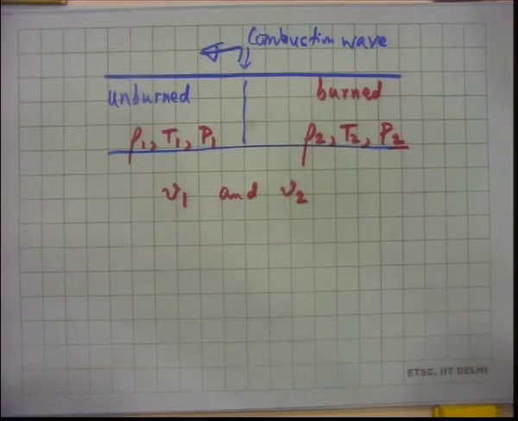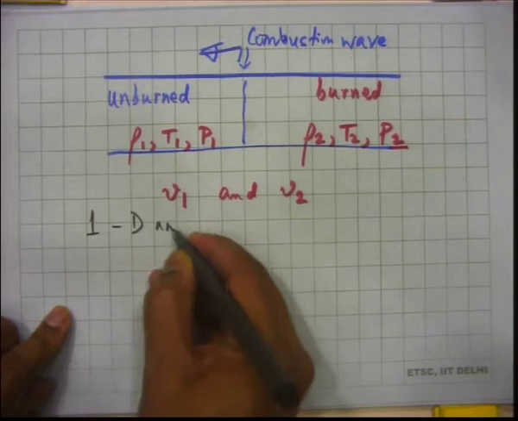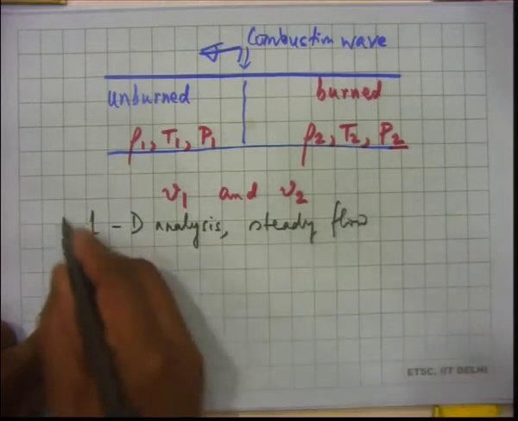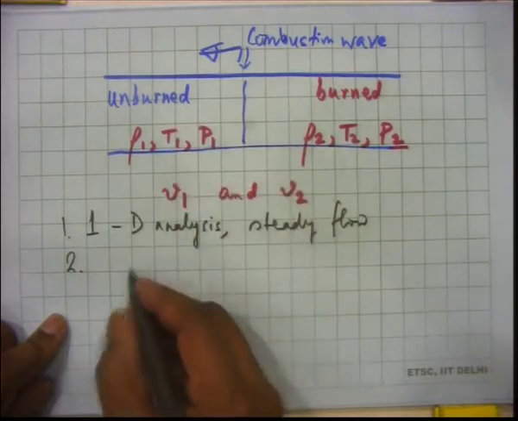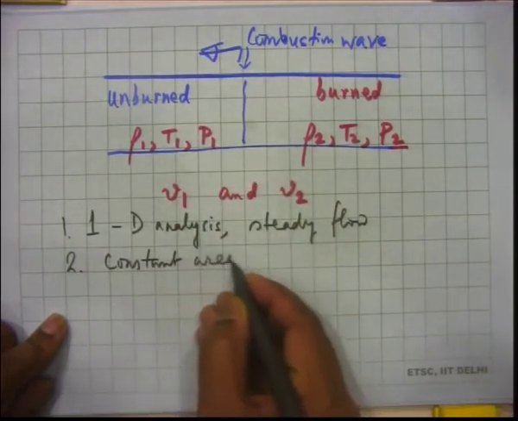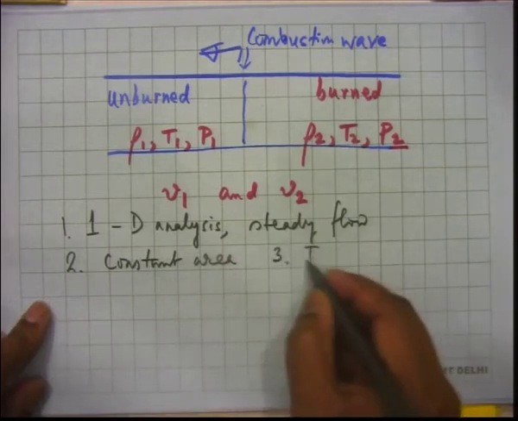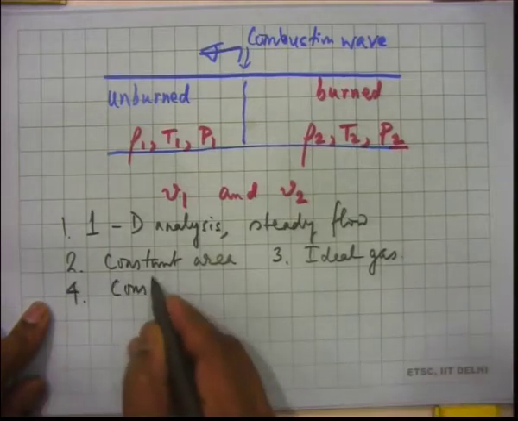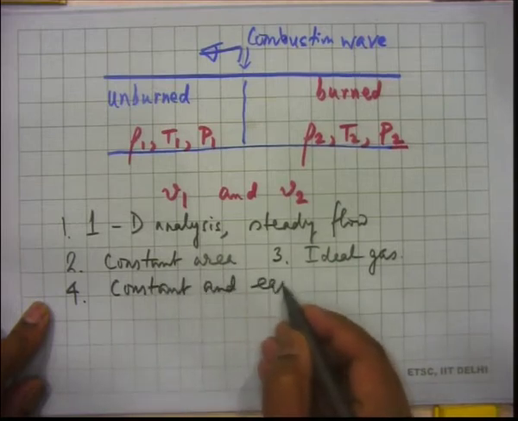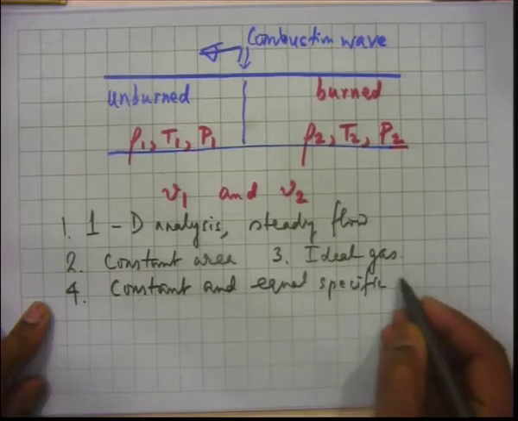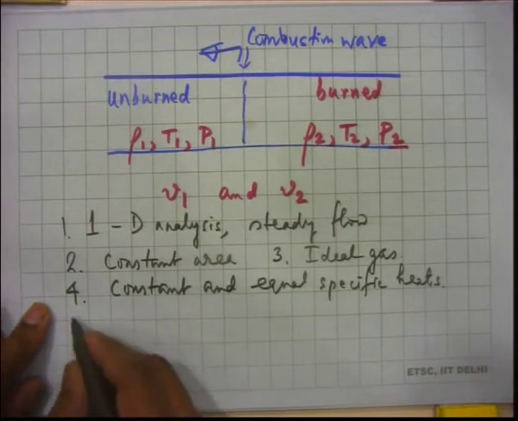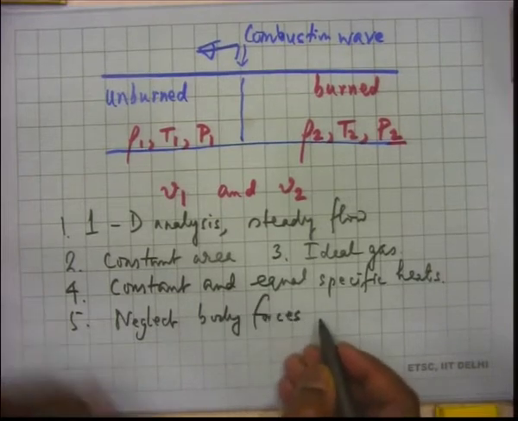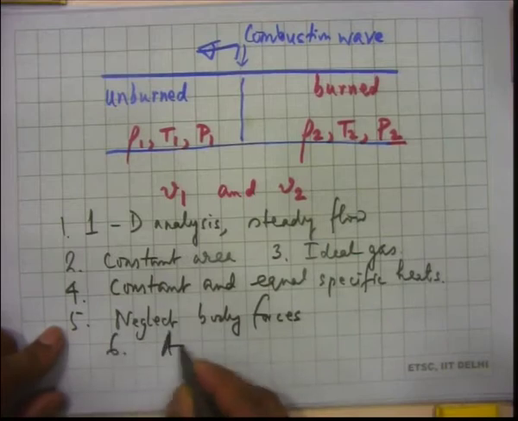Now, what are we trying to do? We will do a 1D analysis of this situation, and we will assume steady flow. We will assume that the area is constant. So, this area that we are talking about is constant. So, constant area, and we will assume ideal gas. We will assume again for the sake of simplicity constant and equal specific heats. We will neglect body forces like gravity, and we will also assume adiabatic condition.